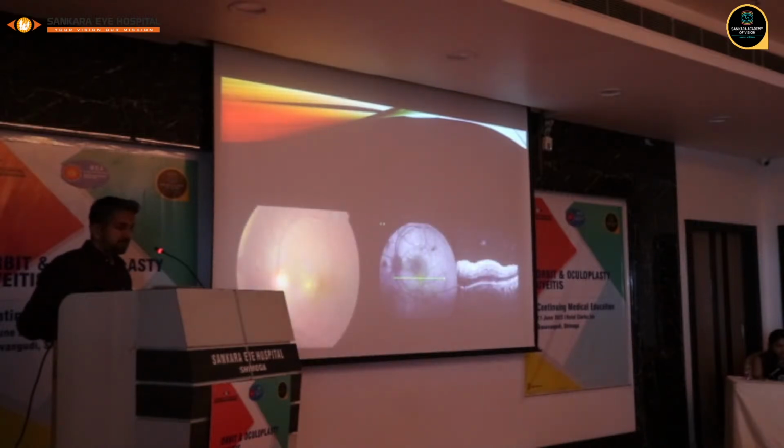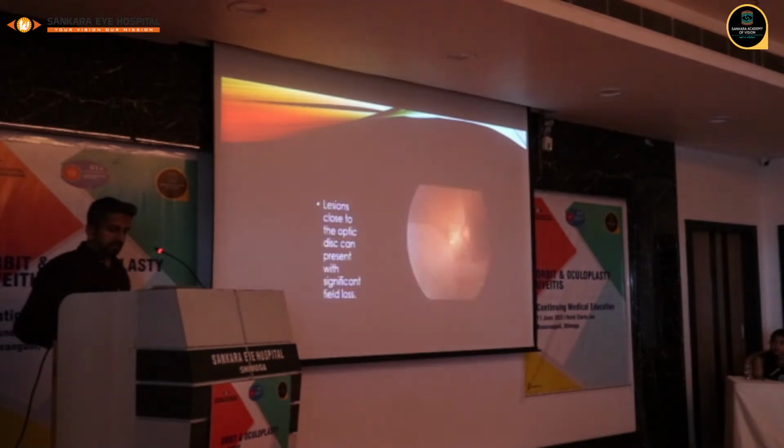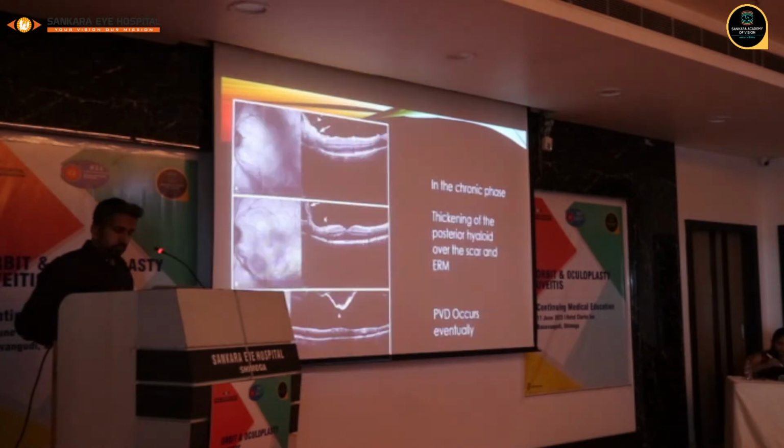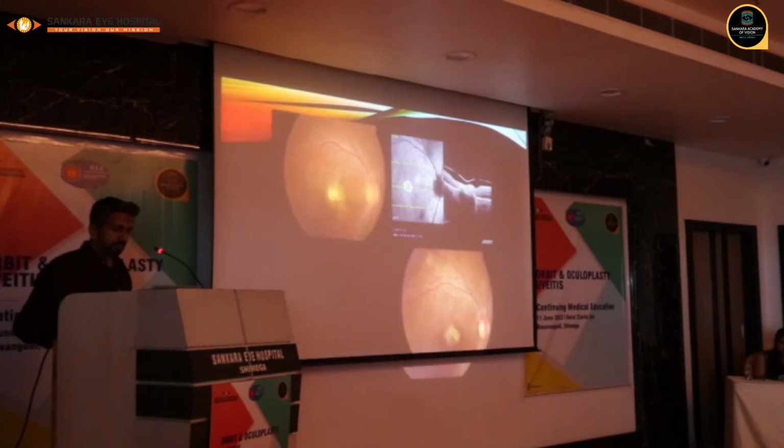This is one patient I had seen in my fellowship. This is an active retinitis. You can see on the OCT there is an inner layer retinitis here. The retinal layers are fairly disorganized. There is a hyperreflectivity of the retinal layers. Lesions close to the optic disc can present with significant visual field loss. So on OCT, you look for hyperreflectivity of the retinal layers. You look for thickening of the posterior hyaloid. Over a course of time, it becomes an epiretinal membrane. So you can have all these changes that can occur in the chronic phase.